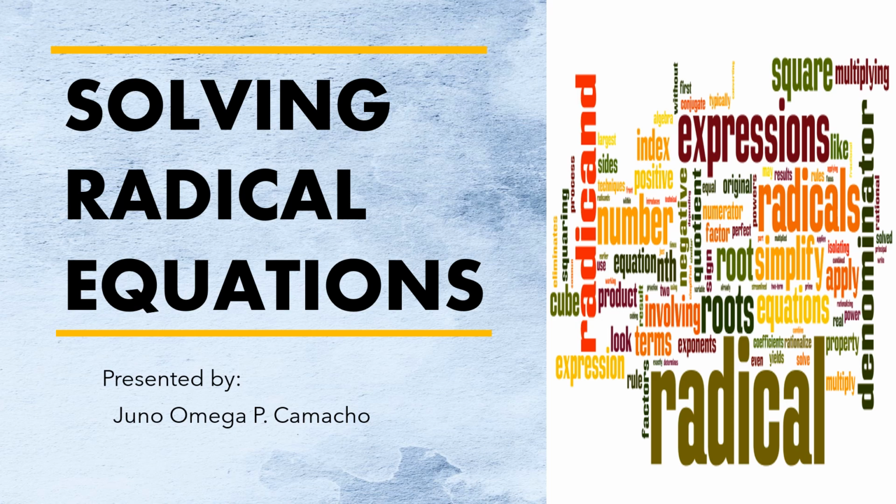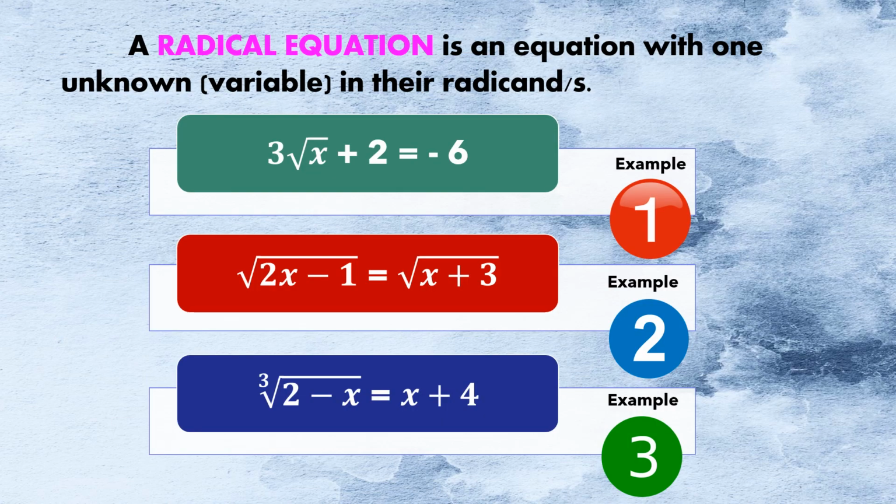Good day everyone. For today's video, we are going to discuss solving radical equations. A radical equation is an equation with one unknown variable in its radicals. So, radical equation daw siya kapag sa loob ng radical symbol, meron kayong nakitang variable or meron kayong unknown variable sa ating radicals. Example po, Example 1, 3 square root of x plus 2 equals negative 6.